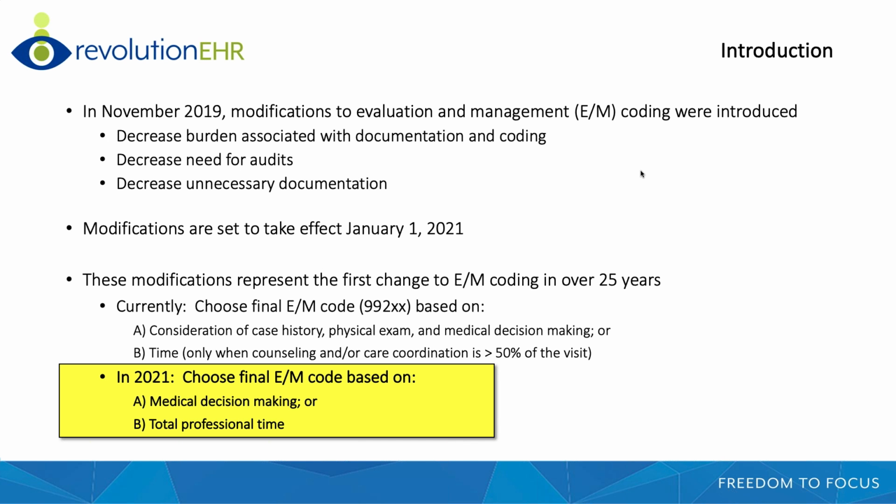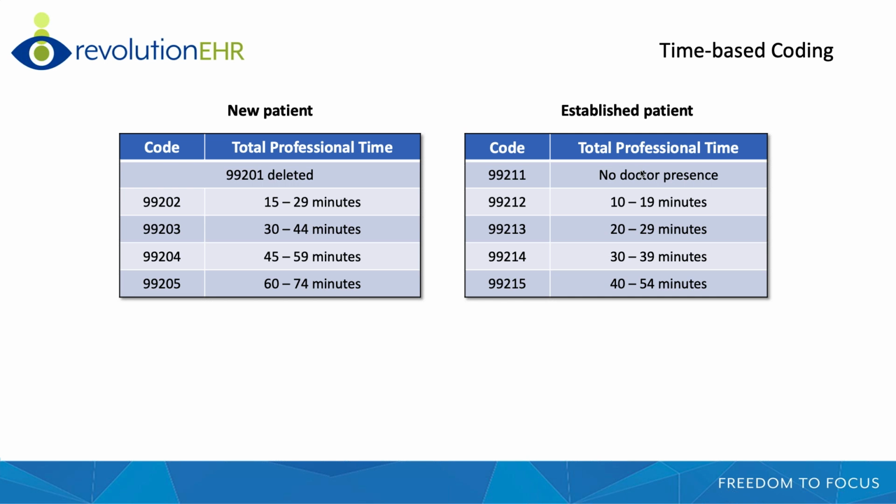So let's turn our attention to total professional time, since that is the newer concept. And there'll naturally be a question of how do we select a code based on time? Well, one of the first ideas is there's a different range of times that translate to code levels based on a new or established patient. So we built two tables to highlight that.